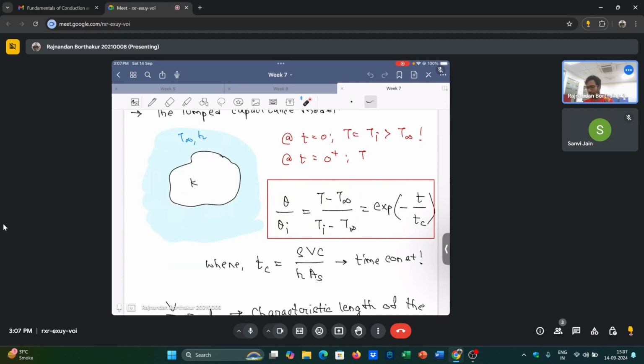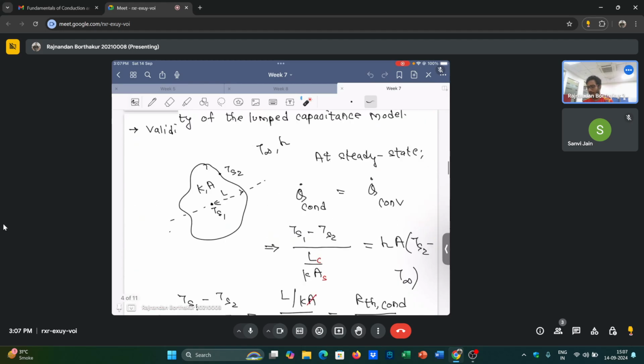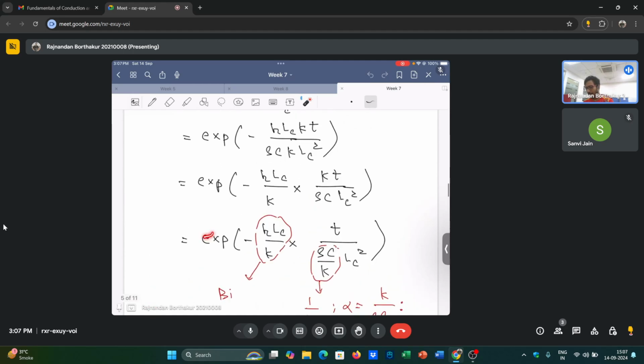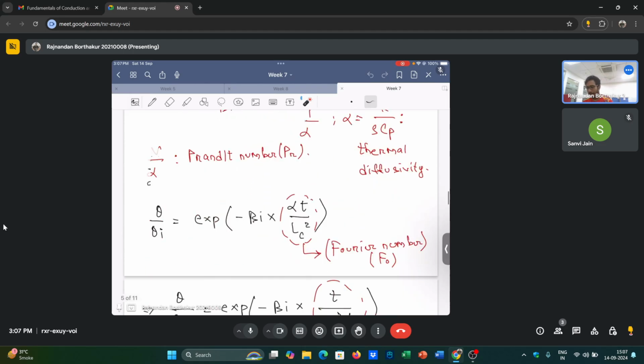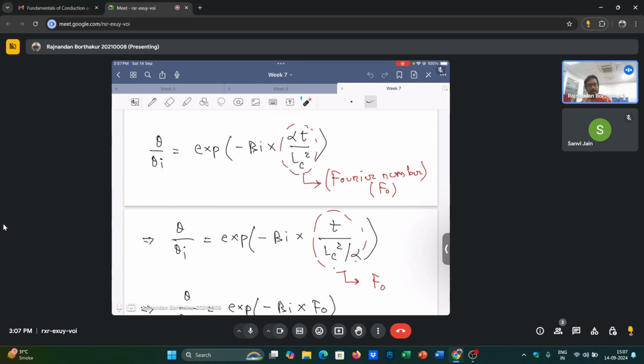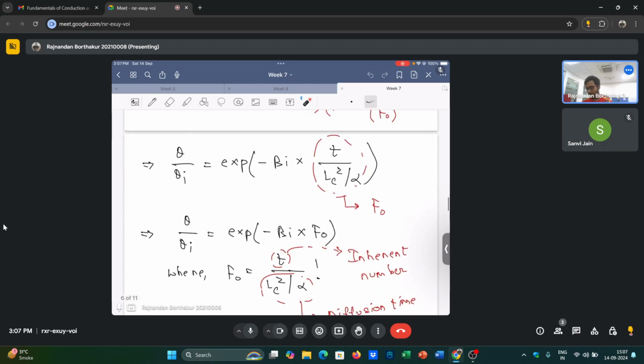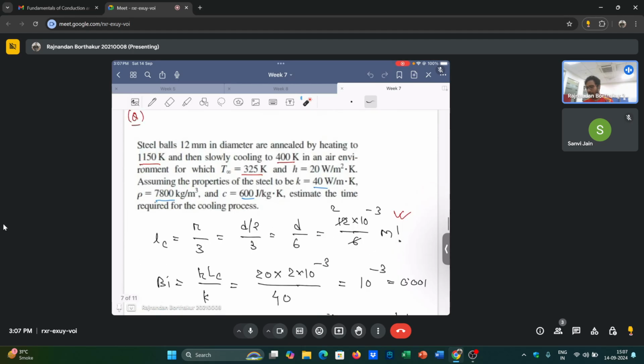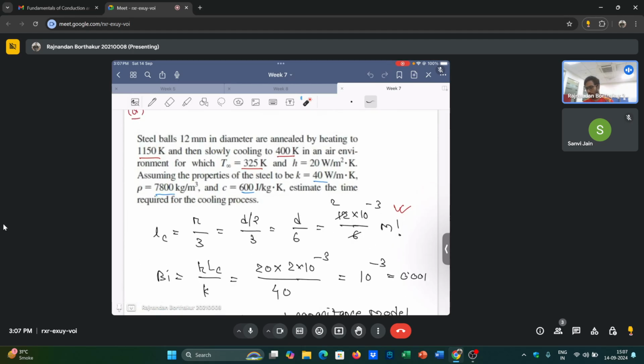We saw that this expression can be equally written in terms of the Biot number and the Fourier number, as the exponent of minus the Biot number times the Fourier number, where the Fourier number came out to be the ratio of the inherent time scale of the problem to the diffusion time scale. And just like the Biot number is a non-dimensional number, you can also appreciate that the Fourier number, which is just the ratio of two time scales, is also a non-dimensional number. Now, this was the background that we developed when we studied the lumped capacitance model.